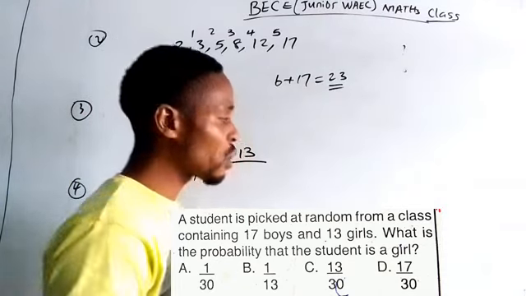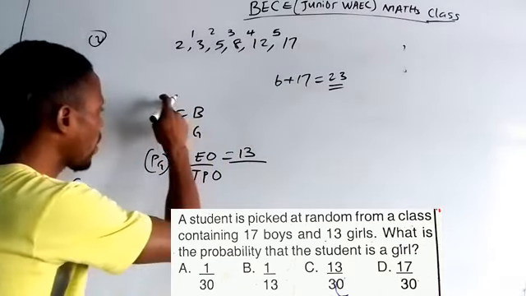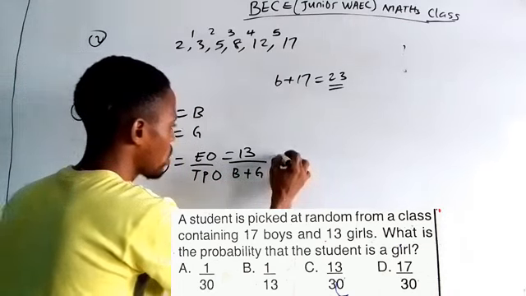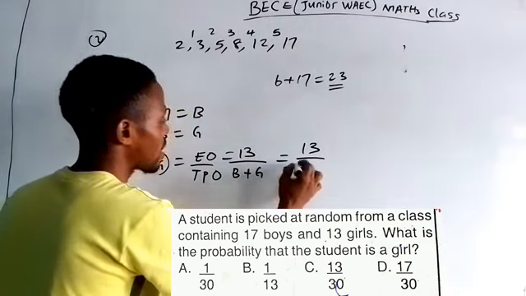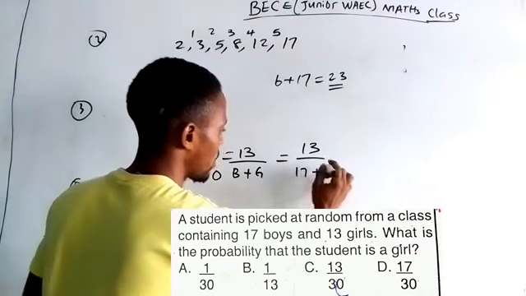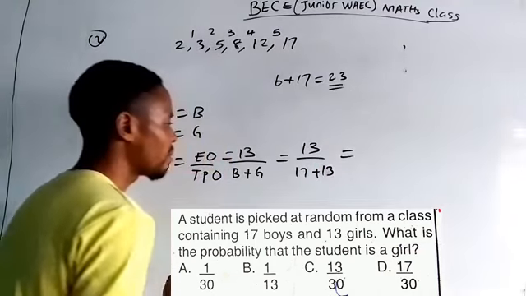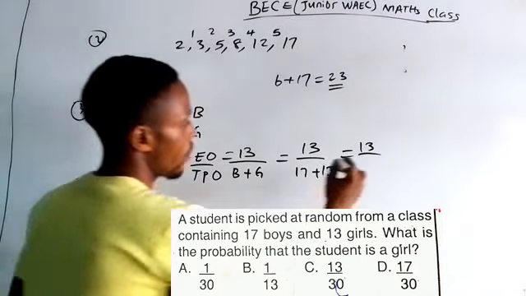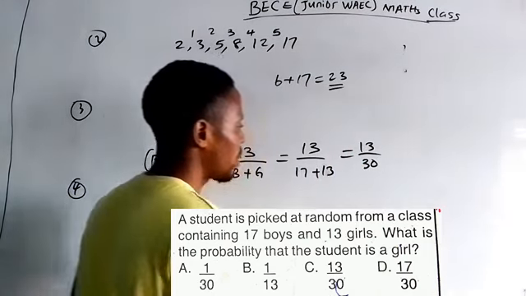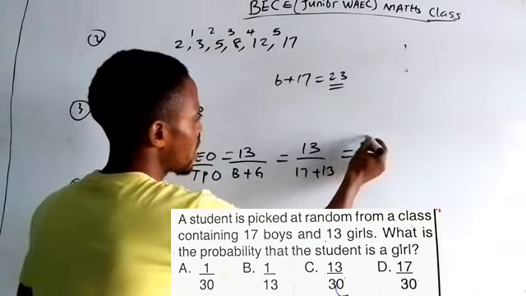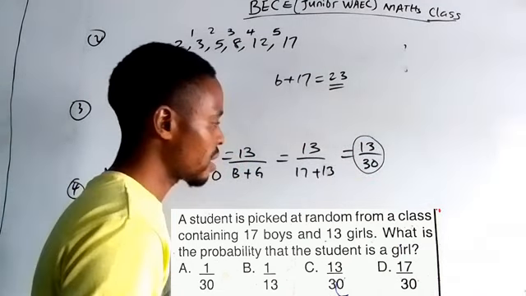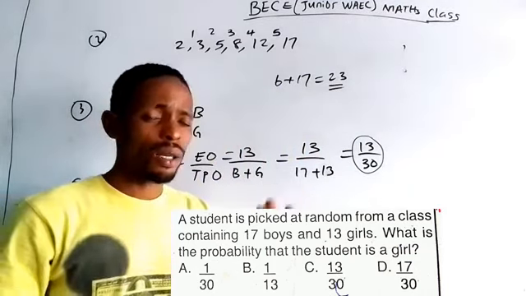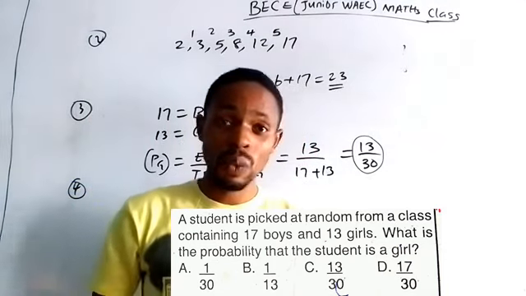The total possible outcome is the total number of students in the class, which is 17, the number of boys, plus the number of girls, 13. So that is equal to 13 divided by 17 plus 13. Let's add this together. 17 plus 13 we have 30. So our answer is equal to 13 over 30. So that should be option C. Okay, let's go to the next question, that is question 8.